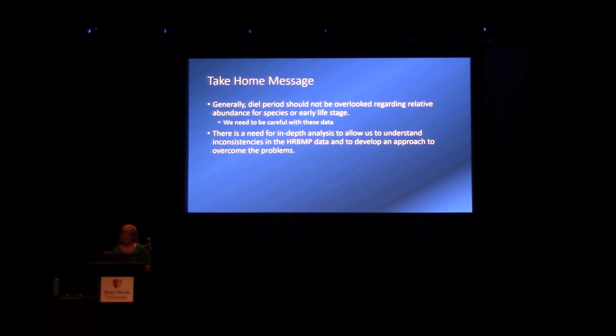So the overall take-home message is generally diel period should not be overlooked regarding relative abundance for species and early life stages. We need to be careful with the Long River survey data, it's a little bit messy, and there's further need for in-depth analysis to allow us to really understand these inconsistencies, not just these, but the ones Shaggy also presented on in the Hudson River data, and develop an approach to overcome these problems.